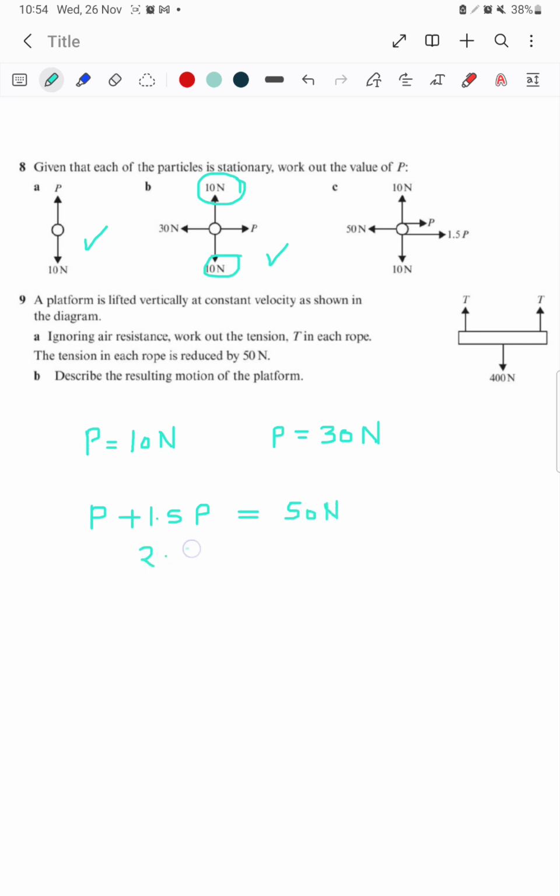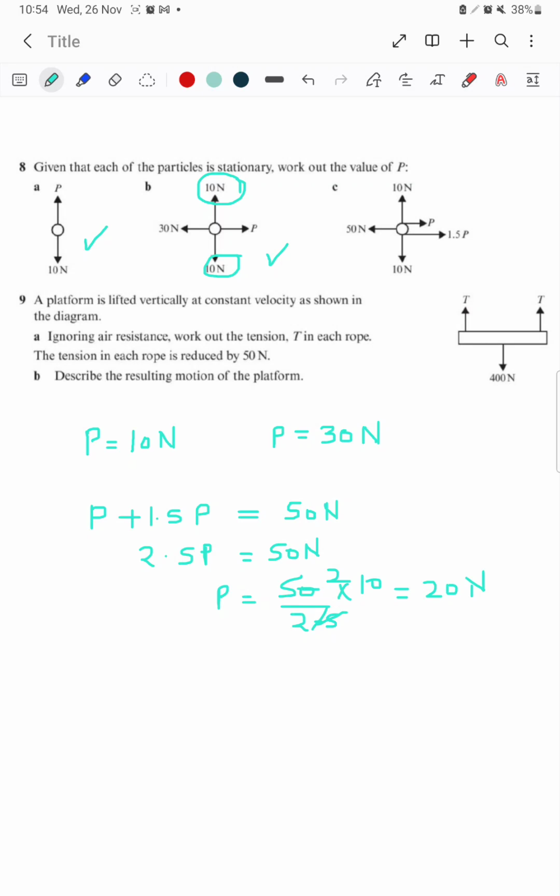So this is 2.5P, and that is equal to 50 newtons, and P is equal to 50 divided by 2.5. So it is going to be 20. So P is equal to 20 newtons. So this is question 8.